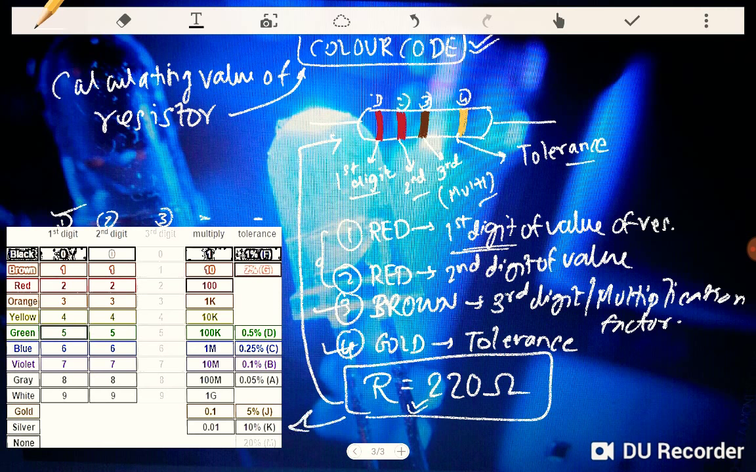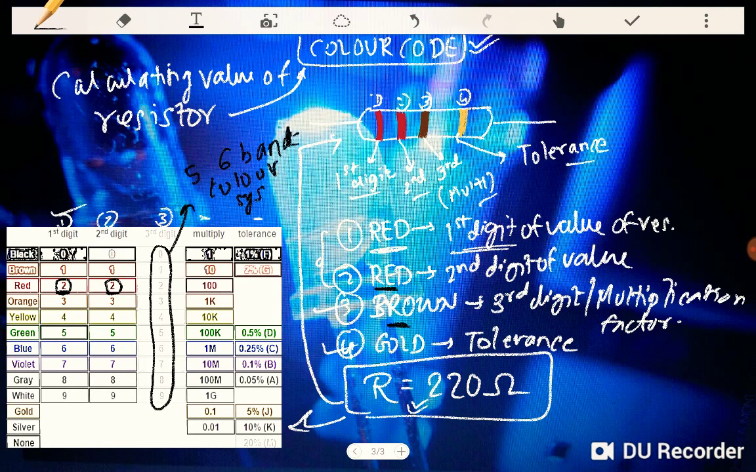Now come back to the table. First, what did I say? It is red. So I will mark accordingly here. What is the red indicating? The digit number 2. The second is red as well, so again it will be 2. The third thing is a brown. We won't go into this column, because it is used only when we use a 5-band or a 6-band color system. So the brown color indicates the multiplication factor, that is this column. The brown color means the multiplication factor will be 10. And now what is the tolerance level?